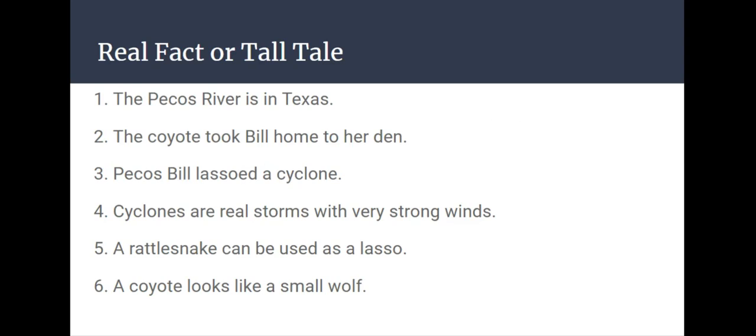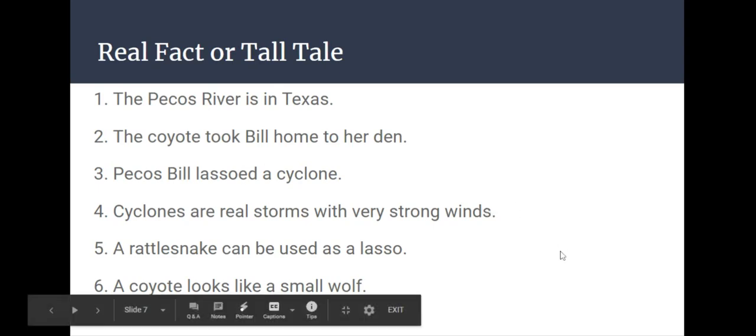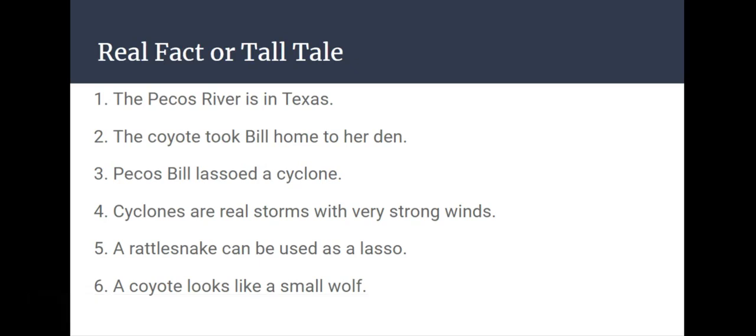Pecos Bill lassoed a cyclone and rode it. That would also be a tall tale. Cyclones are real storms with very strong winds. That would be a fact. Cyclones are real things. A rattlesnake can be used as a lasso. Nope, that's a tall tale. I would love to see someone try. I would never try to grab a rattlesnake. And the last one, a coyote looks like a small wolf. Yep, that's a fact. They are like small wolves.